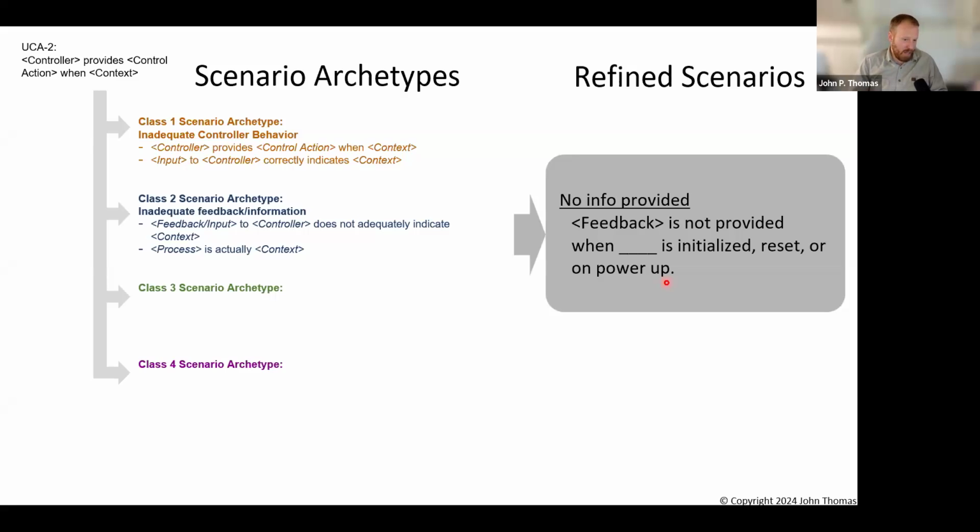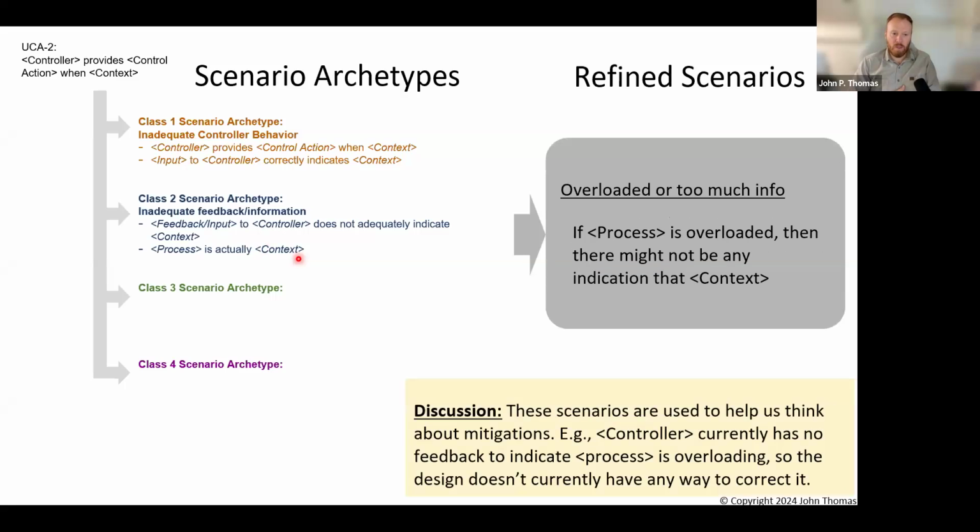Feedback is not provided when, right? You recognize the formulation there? It's just like a UCA. Feedback is not provided when blank. We've got to figure it out. When does it matter? We actually have it. It's in the context here. If the process becomes overloaded, there may not be any indication of what's going on. So this would be feedback, again, would be missing.